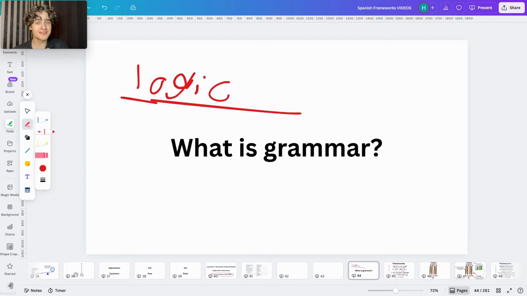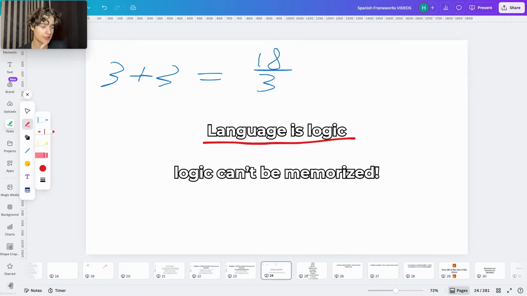And so, if the entirety of grammar is just logic, do you think that memorizing grammar charts is the best way to learn the logic? Language is logic, and logic can't be memorized. That's the issue. Just like in maths, if we have 3 plus 3 equals 18 divided by 3. Right now, if you're struggling with grammar, in the math equivalent, you speak English, so in this analogy, you know what this plus sign means, and you understand the logic of how it works. But you don't understand this division symbol, aka you don't understand Spanish logic.